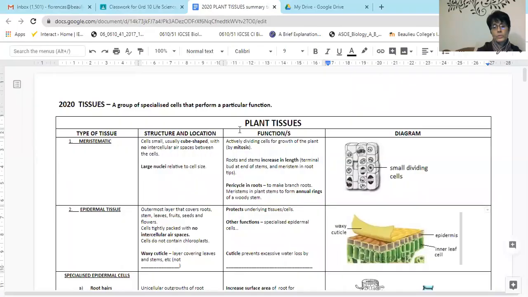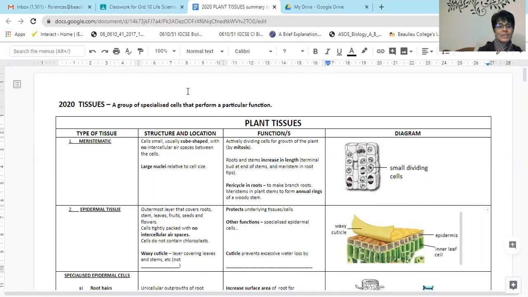Okay, grade 10. So we're going to start looking at the summary table of the different plant tissues. Let me just open it. I've actually copied all of these notes for you at school, so when you do come back, you can get a copy from me. It's always best to also look at the color version that you see on Google Classroom, because we print in black and white.